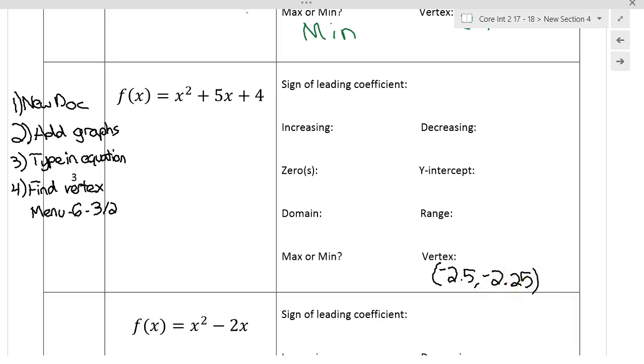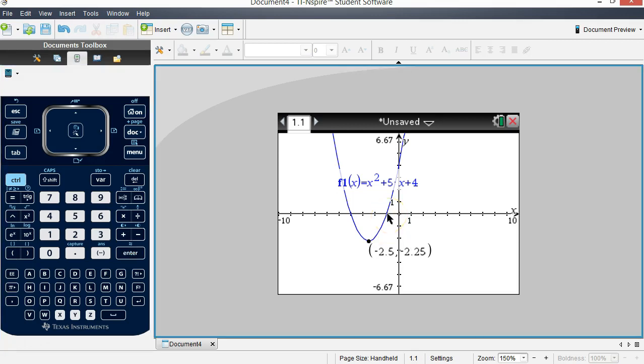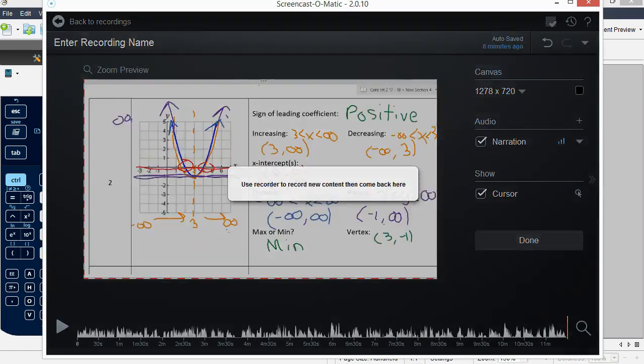The second thing I want to find are my x-intercepts. I can just look where it crosses these lines. You can see I have one at negative 1 and one at negative 4. So I'm just reading those tick marks.